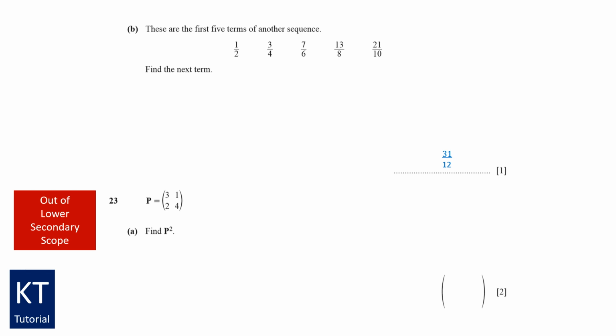Question 23. Find p squared. In executing the multiplication, you should arrive at a 2 by 2 matrix that has the components 11, 7, 14, and 18.